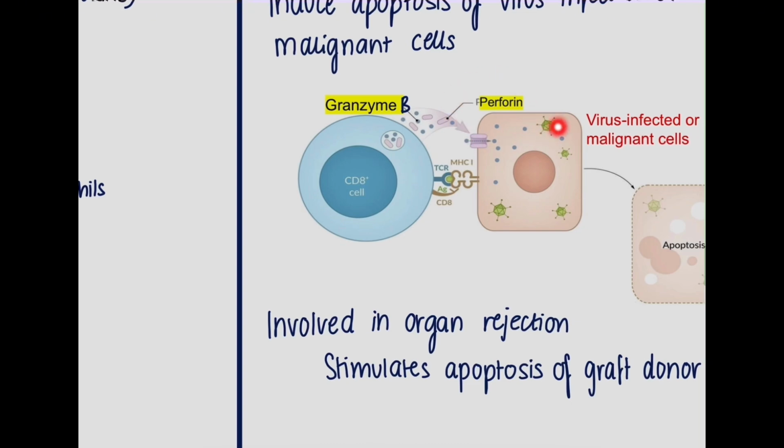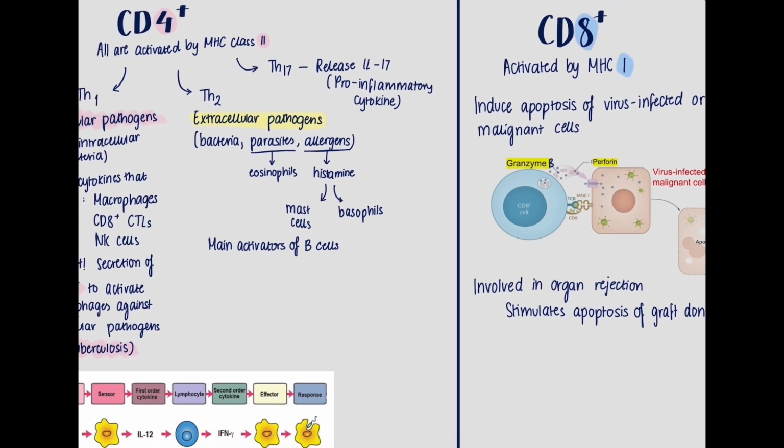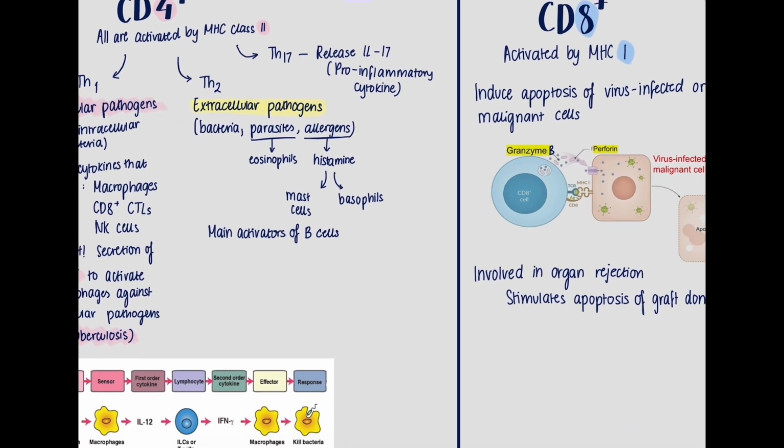So what perforins do is they're going to perforate the wall of the infected cell. So it's going to create these tiny pores, and then we're going to have granzyme B specifically entering through those pores, and this is going to induce apoptosis of the virus-infected or malignant cells. Now, the clinical relevance of CD8 positive cells is that they are involved in organ rejection as they stimulate the apoptosis of the graft donor cells.